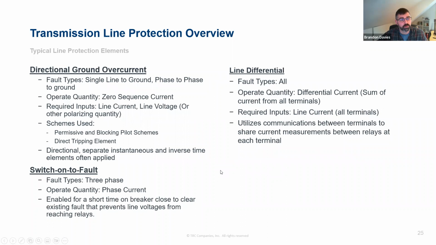Some of the other stuff that you'll see very commonly is directional ground overcurrent protection. So this is very similar to the type of overcurrent protection you probably saw applied at the distribution level, where you're looking at zero sequence current. You're using a mix of instantaneous and inverse time delayed elements, and that'll either be used as a direct tripping element or as an input to a permissive or blocking type pilot scheme. We'll talk a little bit more about that.